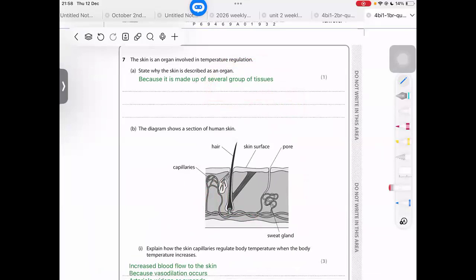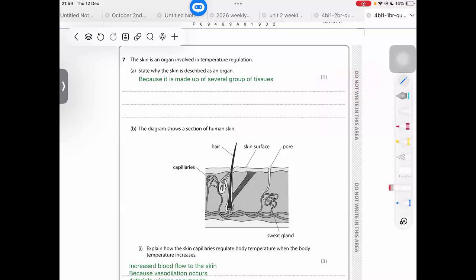So for that, for several or different groups of tissues, you get 1 mark. And also made up of different cell types. This time they have allowed that mark. But it is better not to include the word cell over here, because organ means made up of different tissues. Here they have given a mark for including made up of different cell types, but they might not always give that mark.